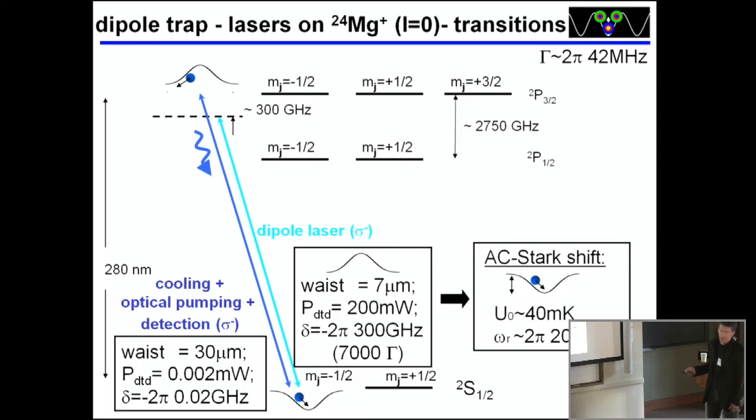And the order of magnitude was 40 millikelvin potential depth, with a corresponding radial, let's say, secular frequency in this optical potential of 200 kilohertz.